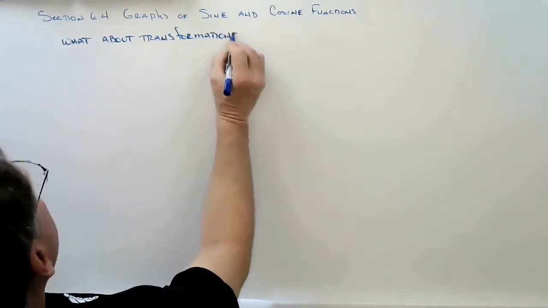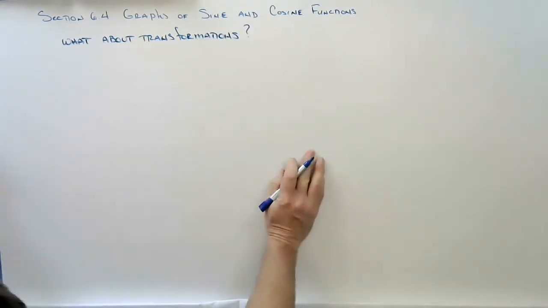Now, the good news is we know transformations. We're very good at up, down, right, left. We're very good at upside down, right side up. We're very good about reflecting across the y-axis, right? That's upside down. But we're also very good about reflecting across the x-axis is upside down. We're very good about reflecting across the y-axis.